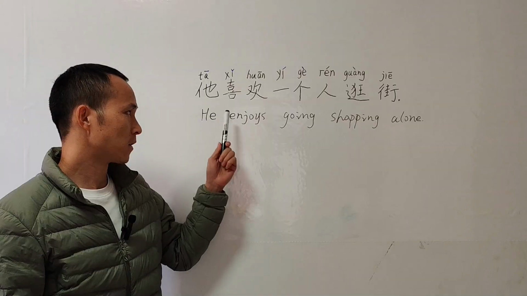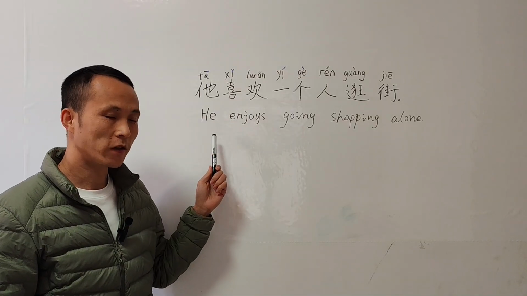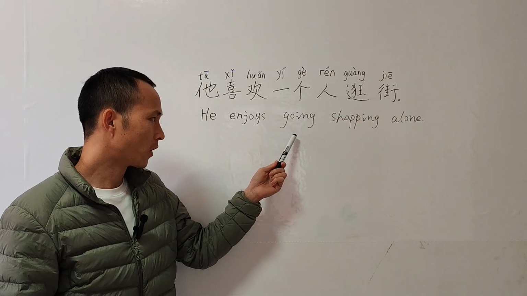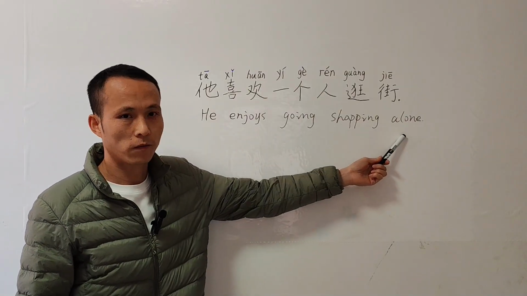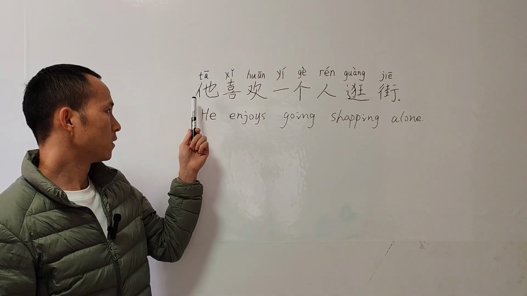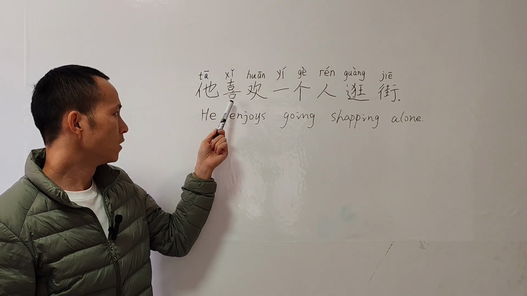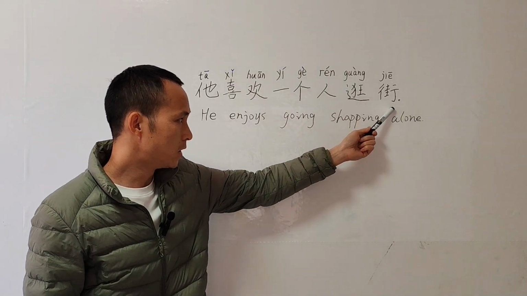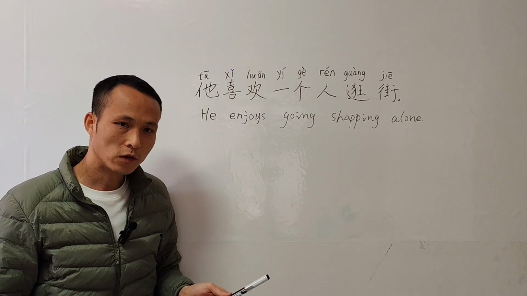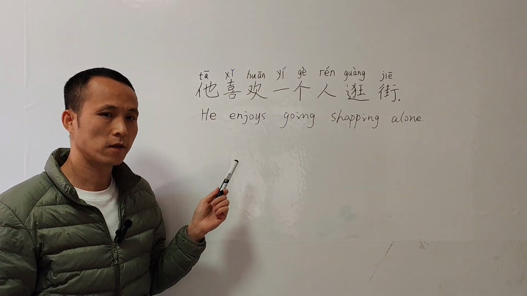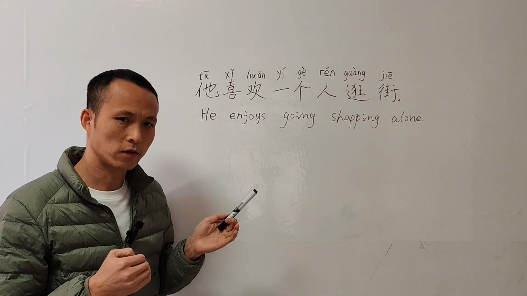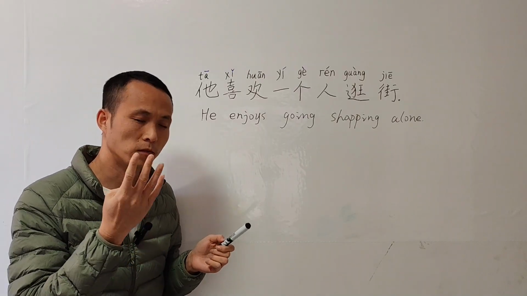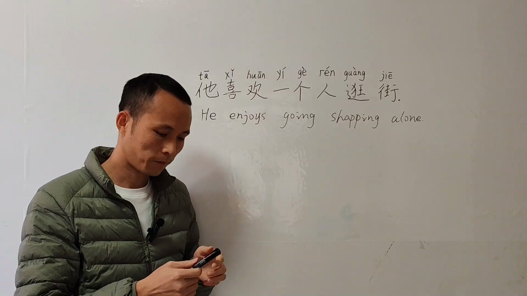We have a Chinese sentence here. Translated into English, it means he enjoys going shopping alone. In Chinese, it reads 他喜欢一个人逛街. What I want to talk about here is that all Chinese characters, their tone, their pronunciation, fall into four tones. So here they are.